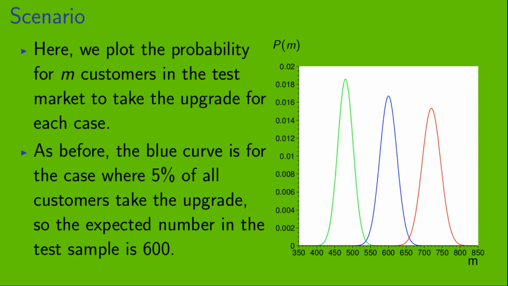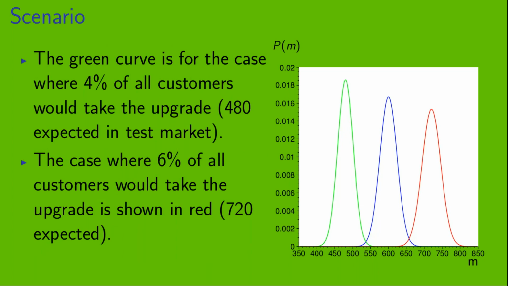Here we plot the probability for M customers in the test market to take the upgrade for each case. As before, the blue curve is for the case where 5% of all customers take the upgrade. So the expected number in the test sample is 600. The green curve is for the case where 4% of all customers would take the upgrade, so where there are 480 expected in the test market. The case where 6% of all customers would take the upgrade is shown in red, so that's when there are 720 expected in the test market.